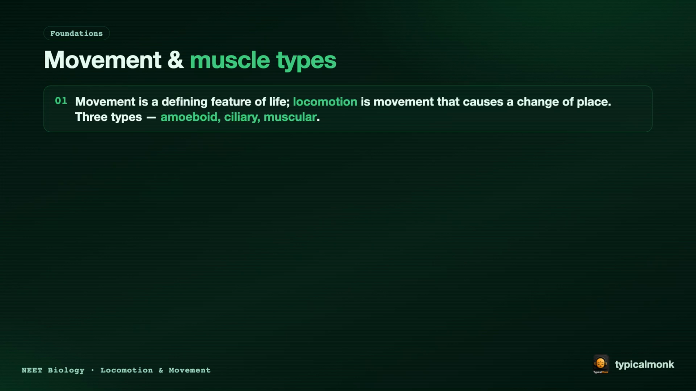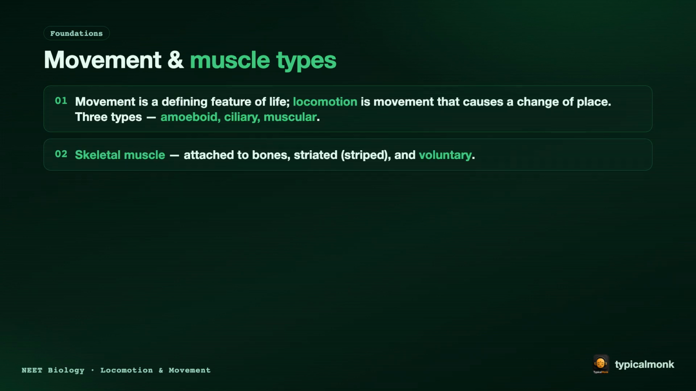First, let's lay the foundation. Movement is a defining feature of life, and locomotion is movement that causes a change of place. It has 3 types: amoeboid, ciliary, and muscular.